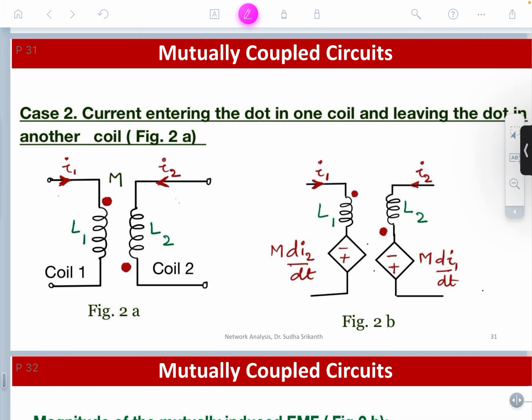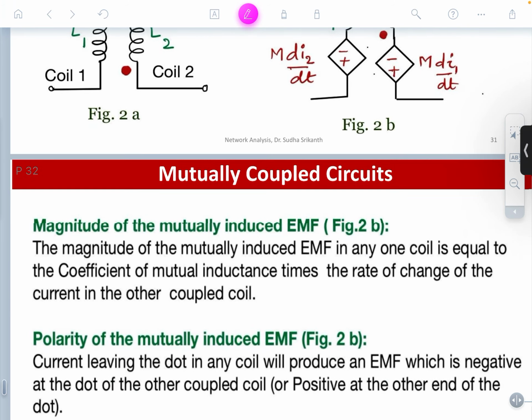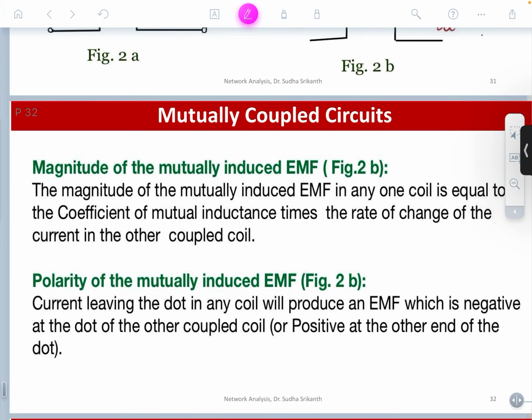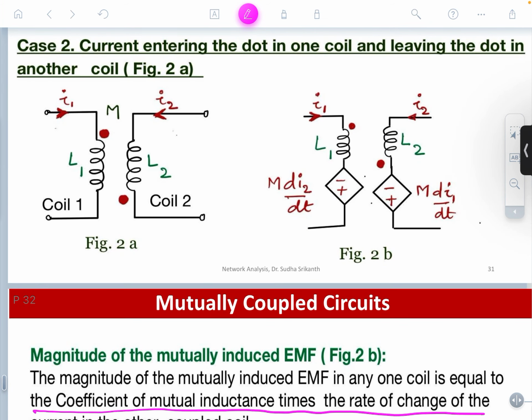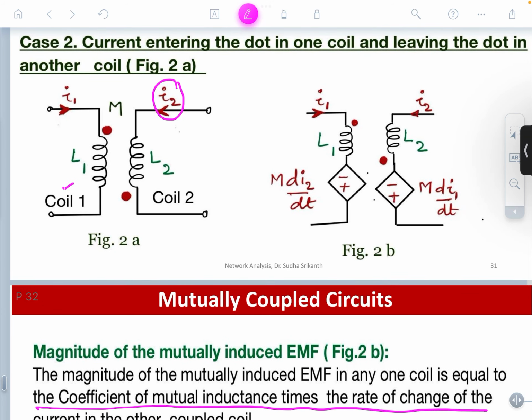According to the dot convention, the magnitude of the mutually induced EMF in any one coil is equal to the coefficient of mutual inductance times the rate of change of current in the other coupled coil. The magnitude is simple to understand. If the two coils are coupled, and in coil 1 you get an EMF due to the current in the other coil, that is I2, you call that a mutually induced EMF. So the magnitude in coil 1 is M di2 by dt.